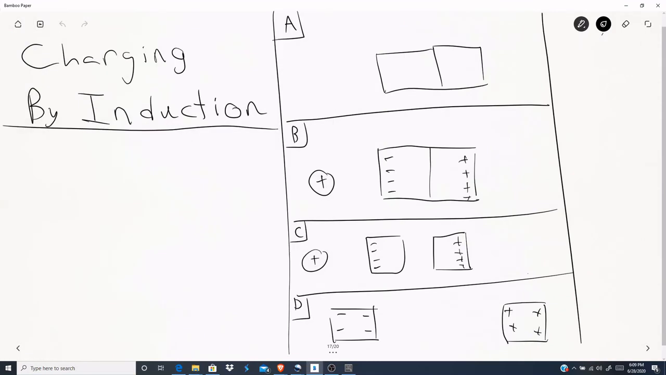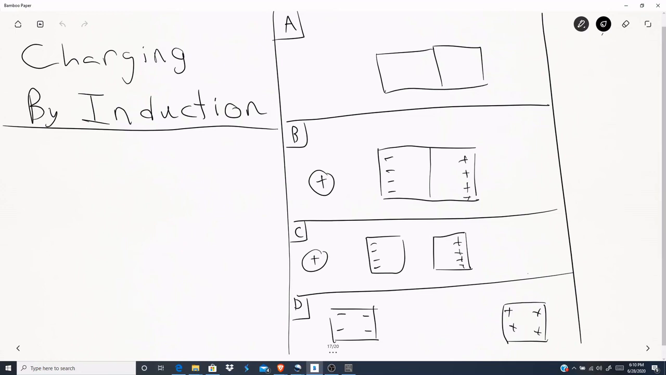Okay. You can charge objects by induction if they can be polarized, and this is something that applies more to conductors than insulators. And essentially this is how you do it. You take two conductors and put them in contact with each other. And since they're in contact, charges will be able to flow freely between them. Then you bring an external charge, such as this positively charged sphere in part B.